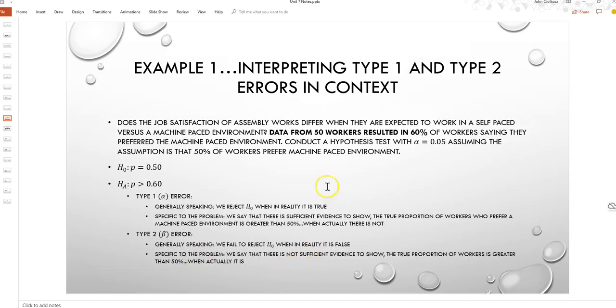So again, key ideas here is what we're trying to say from this. I'm doing my best to make it a little more readable for you guys. So in context here, type 2 errors, we fail to reject the null. So we say there's not sufficient evidence. That's what it means when we fail to reject. If we reject, we're saying there is sufficient evidence. If we fail to reject, we're saying there's not sufficient evidence. And then we're restating what it is: the true proportion of workers is greater than 50%, when actually it is. So type 1, reject when we shouldn't. Type 2, we fail to reject when we should.